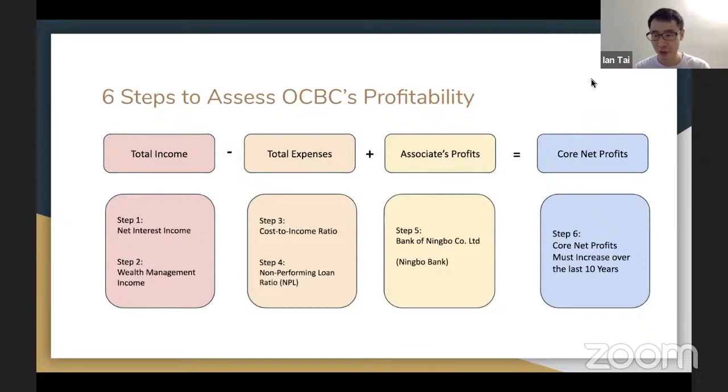Step number five, we will talk about Ningbo Bank. That one, I will do later. And finally, if you have all five steps: growth in net interest income, growth in wealth management income, good cost control, very low non-performing loan ratio, plus some profits from associates, you should have a continuous growth in its shareholders' earnings for the past 10 years. This is what we're going to test about OCBC Bank. So let's get into the six steps really quickly.